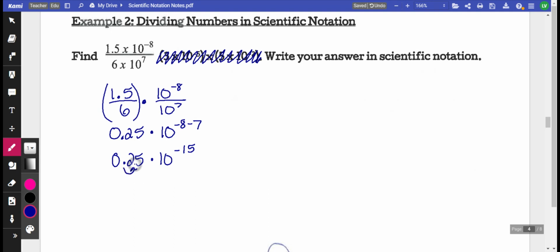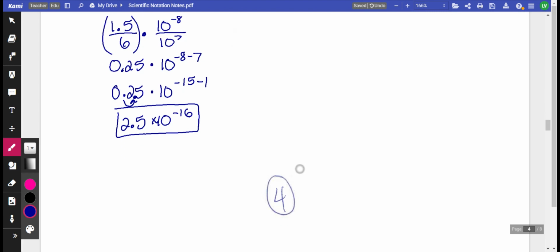So I'm going to move the decimal to the right once. 2 and 5/10 times 10 to the negative 15th. Now, because I moved that decimal to the right once and I made my factor bigger, I need to make my exponent smaller by subtracting 1. So this actually becomes 10 to the negative 16th. The final answer is 2 and 5/10 times 10 to the negative 16th power.